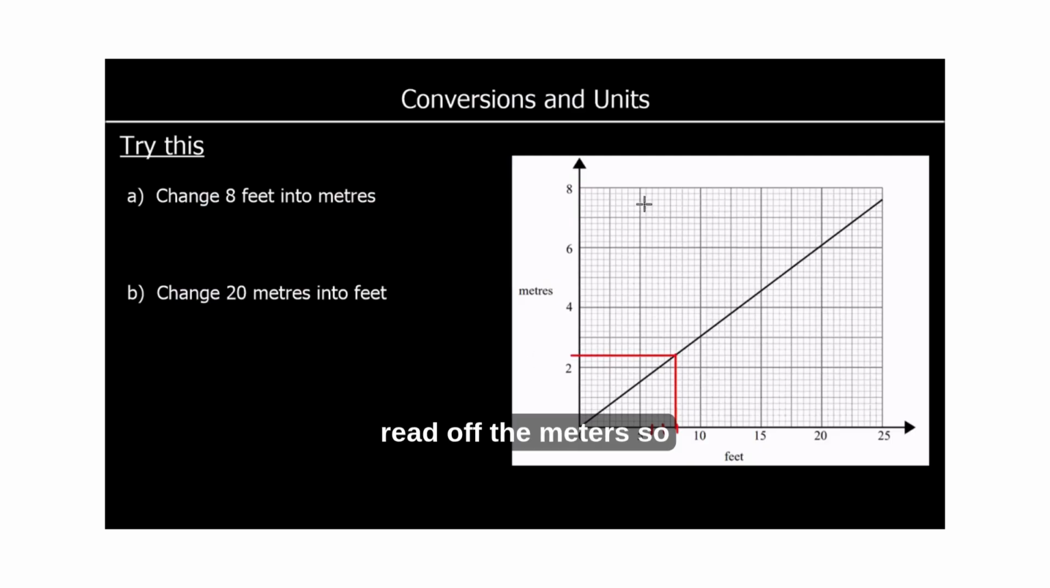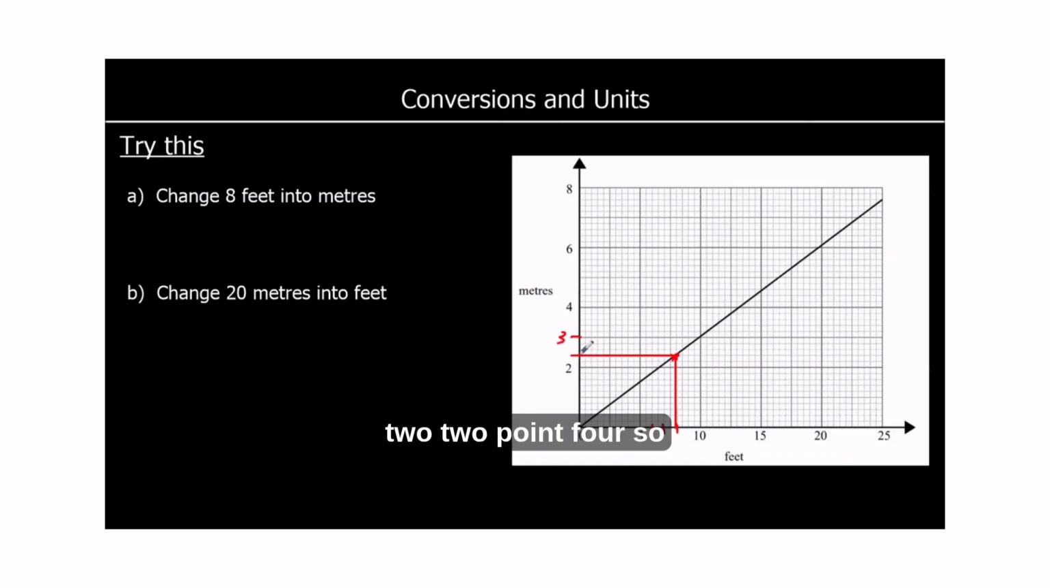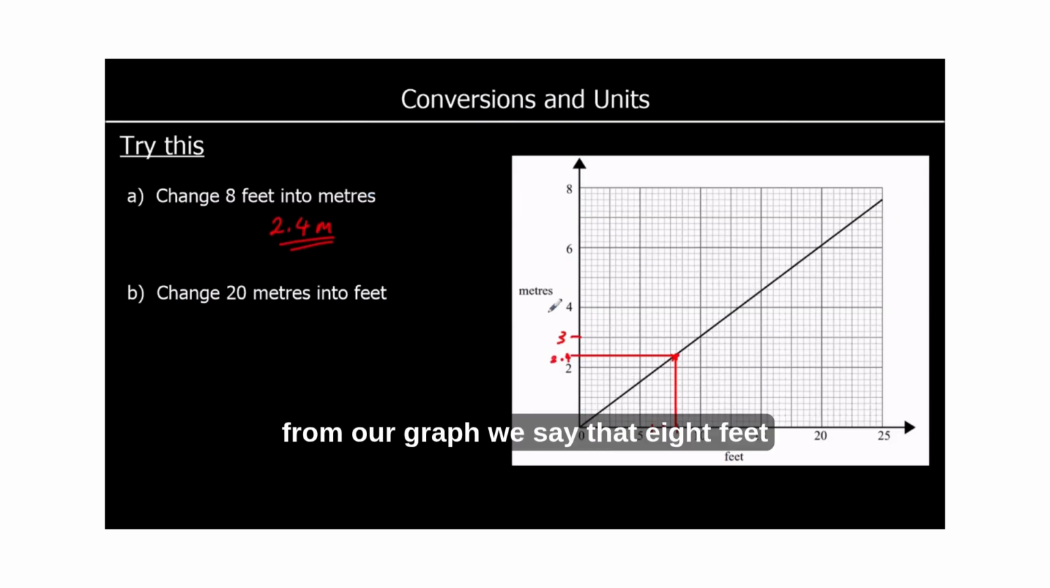So we're going to go from 8 feet up to our line and then along to read off the meters. So this is the point we're looking at. So 8 feet is how many meters? It's going up in 0.2s, so 2, 2.2, 2.4, so 2.4 meters. So from our graph, we say that 8 feet is 2.4 meters.